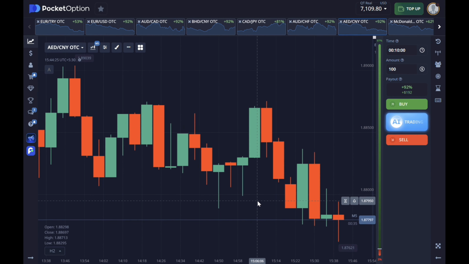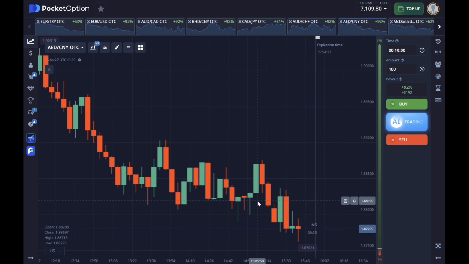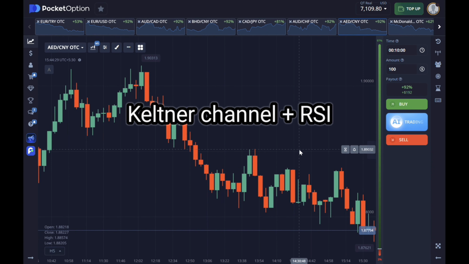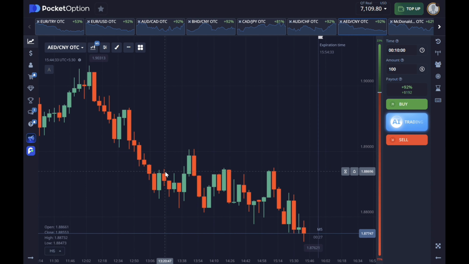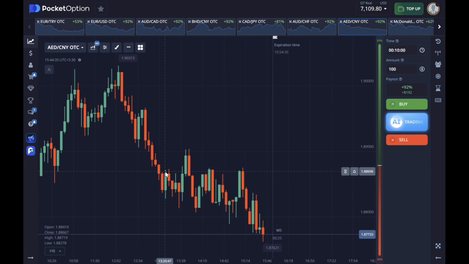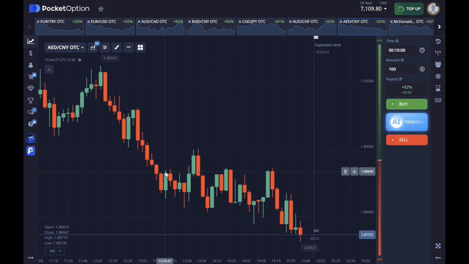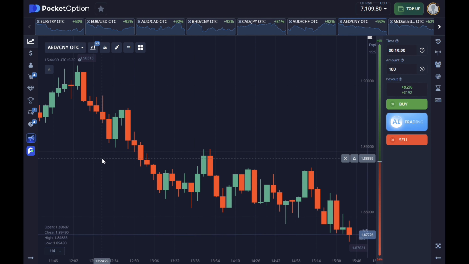In today's video, we're going to talk about one powerful combination, the Keltner Channel and the RSI indicator. These two indicators together help perfectly identify market trend entry points and reversal signals. We'll understand everything step by step.